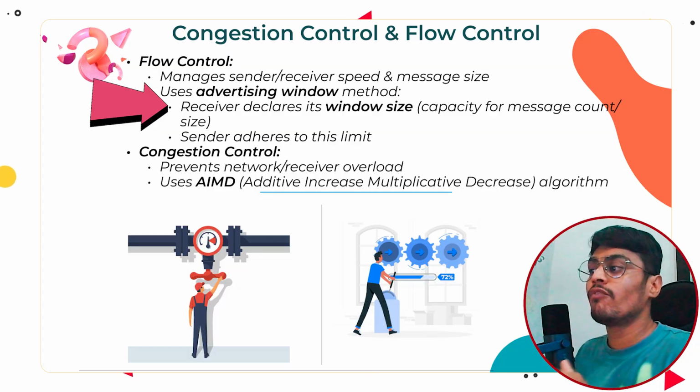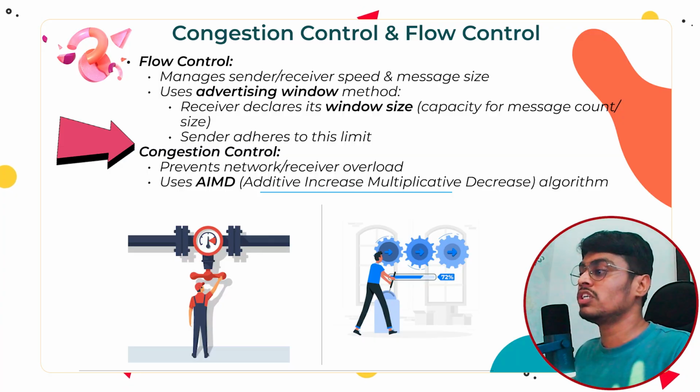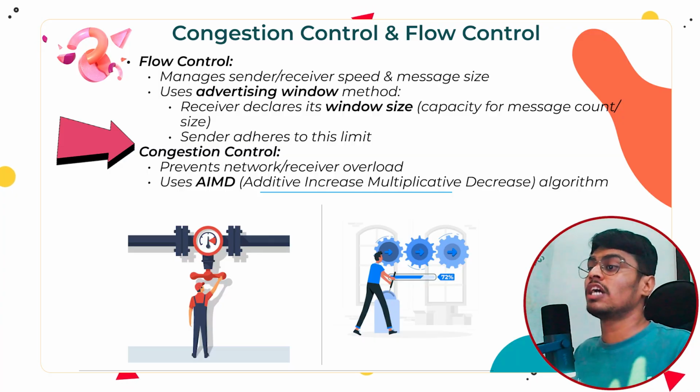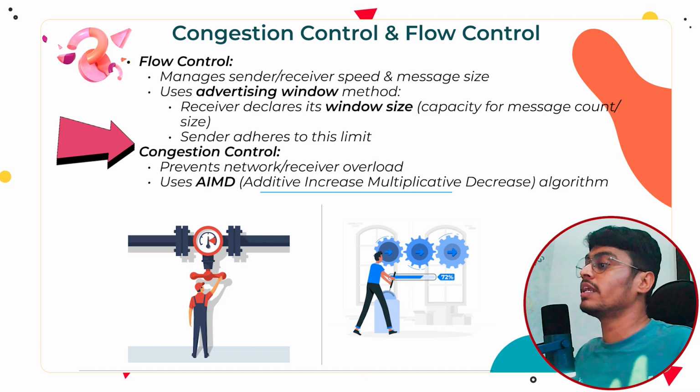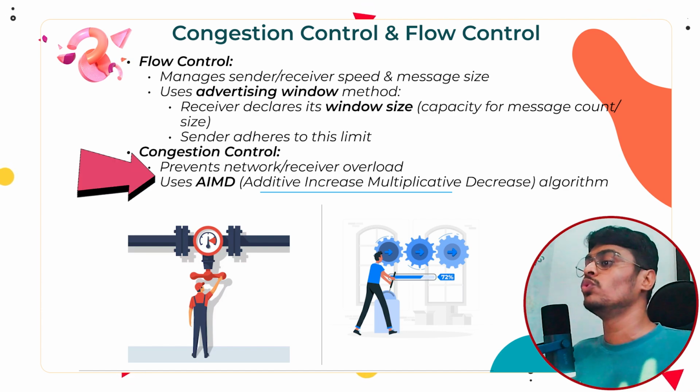But if there wasn't flow control, then there can be congestion in the network. If there's congestion on the network or on the server, then the transport layer tries to remove or avoid that congestion also. There is a method called AIMD. This is the method used to do congestion control.